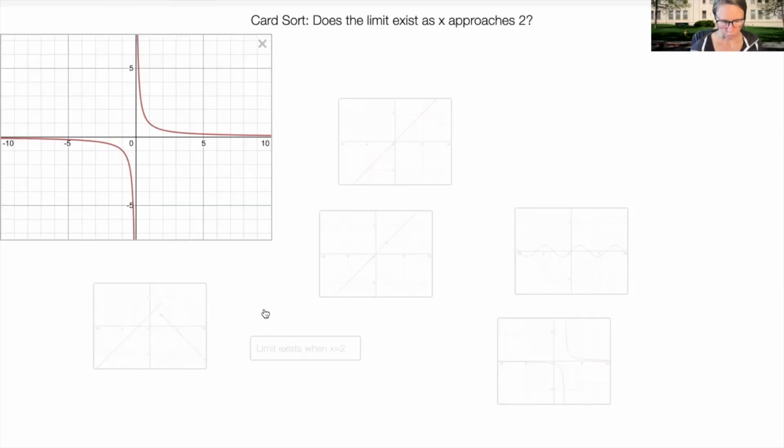In this graph, when x is equal to 2, we can see that we can approximate the output of the function as accurately as desired by choosing our input values as close to 2 as possible. And then the outputs will be close to each other. So in this one, we would say, yes, the limit does exist.